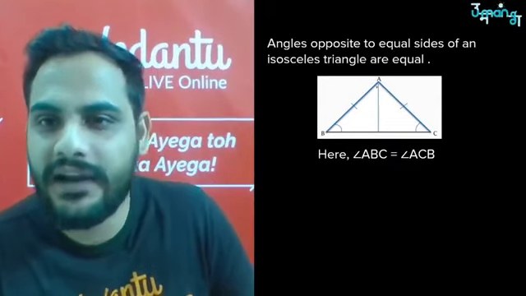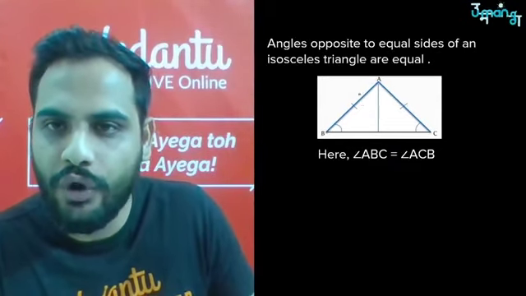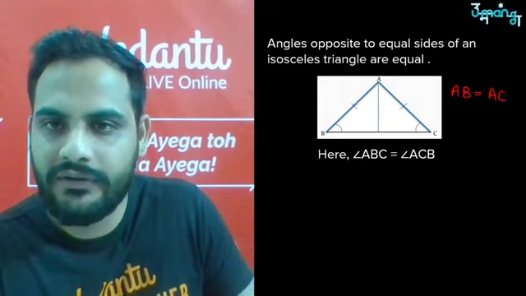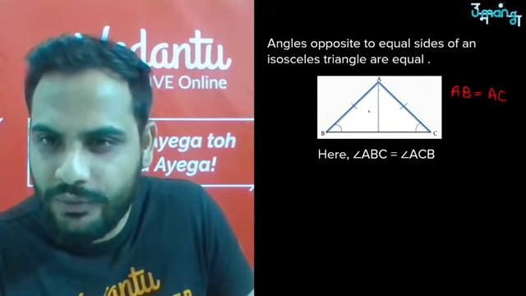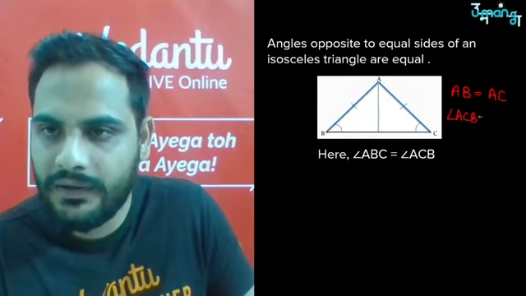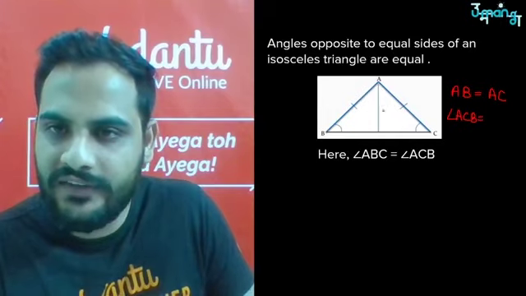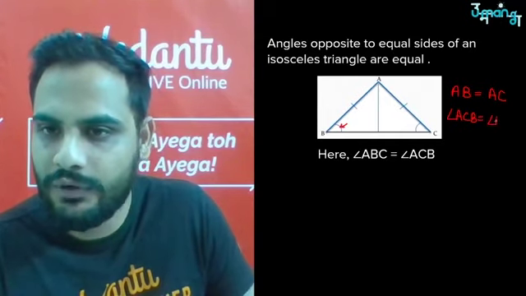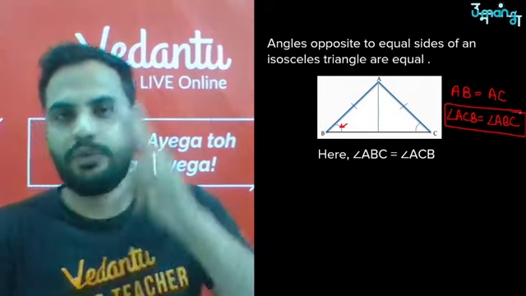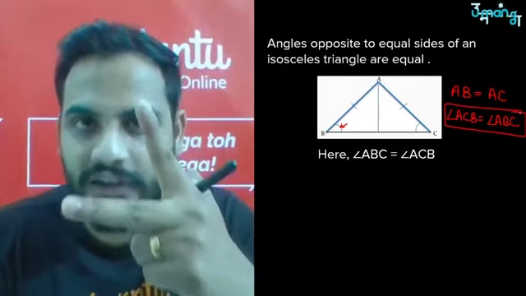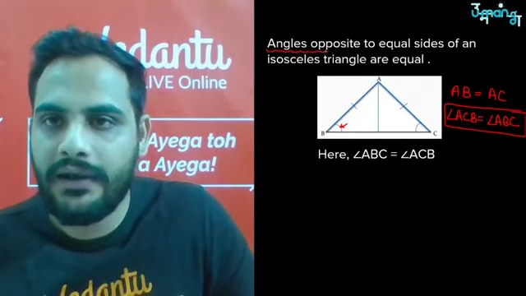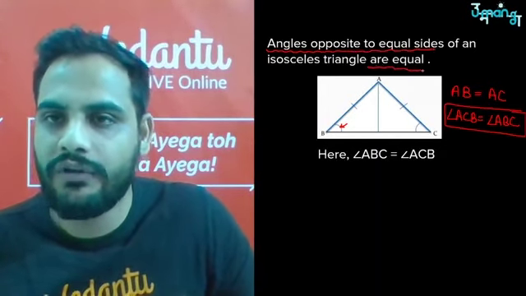That means that in this triangle ABC, you have AB equal to AC. It was given that AB was equal to AC. So opposite to AB, which angle do you have? You have this angle C, or angle ACB. This will be equal to the angle opposite to AC. Which angle do you have? You have angle ABC. Remember, so that is the first property: in a triangle, if two sides are equal, the angles opposite to the equal sides are also equal.